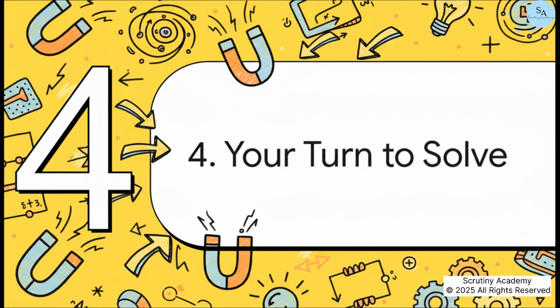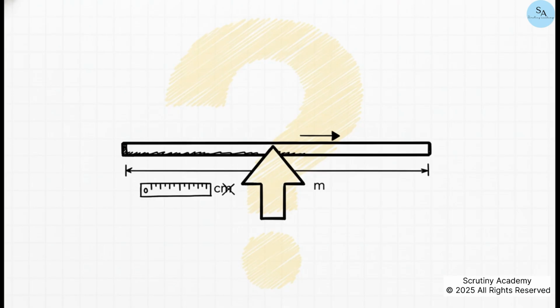All right, we've gone through the formulas, we've used the method. Now it is your turn to put what you've learned into practice. Here is your challenge problem. You've got an 8-Newton force on a conductor that is 20 centimeters long. The current flowing through it is 40 amps. Your job is to find the magnetic field strength, B. Now, here's a little pro tip for you. Always watch your units. That 20 centimeters is going to need to be in meters before you solve.